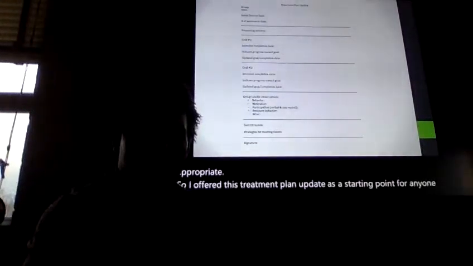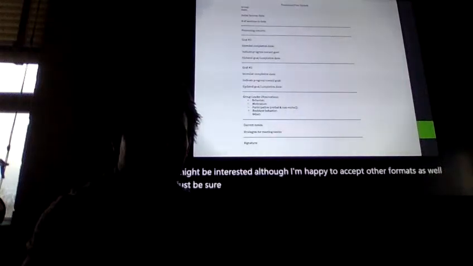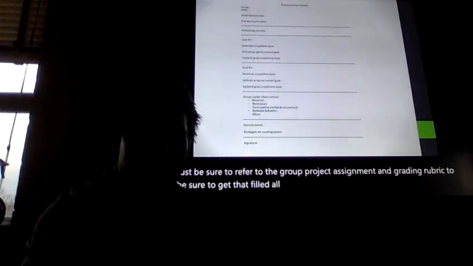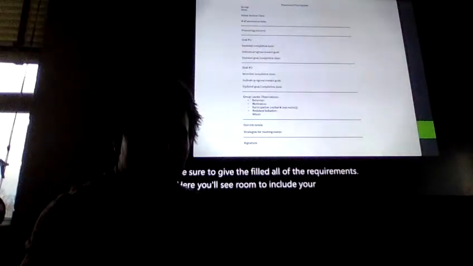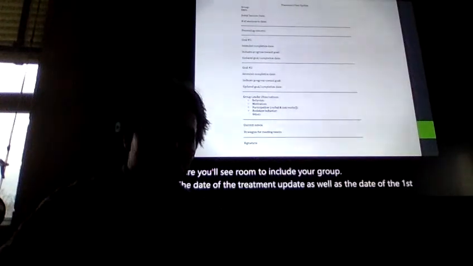So I offer this treatment plan update as a starting point for anyone who might be interested, although I'm happy to accept other formats as well. Just be sure to refer to the group project assignment and grading rubric to be sure that you've fulfilled all of the requirements. Here you'll see room to include your group, the date of the treatment update, as well as the date of the first group session and the number of the group sessions.